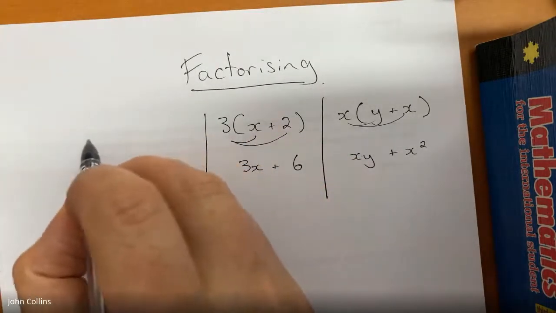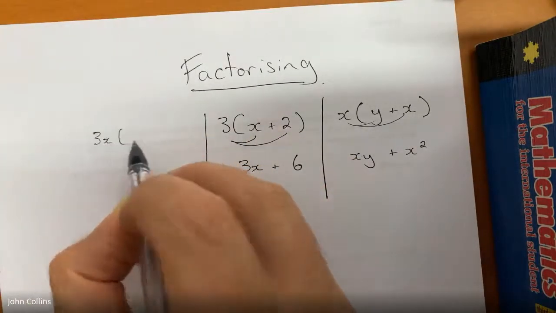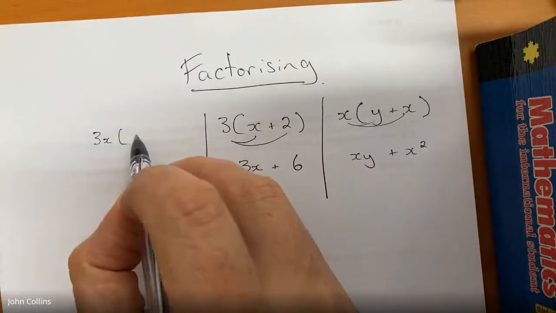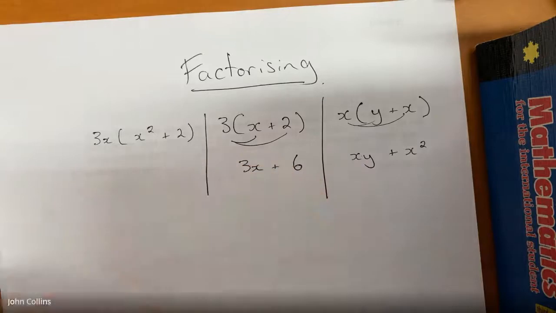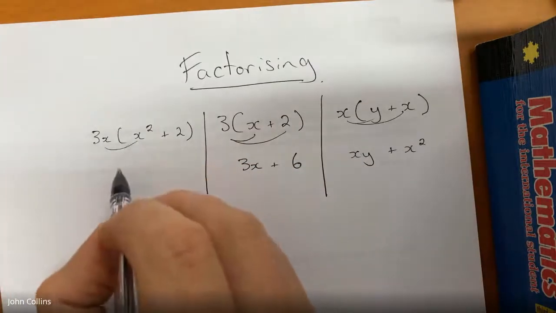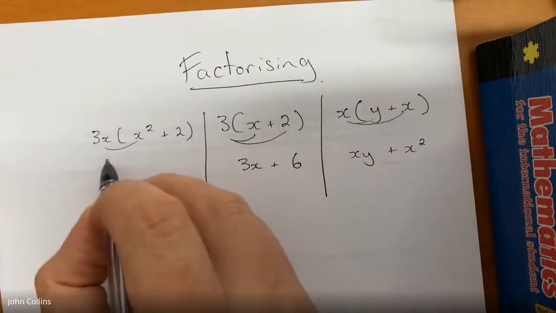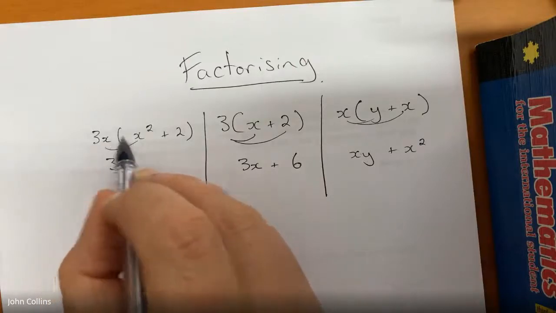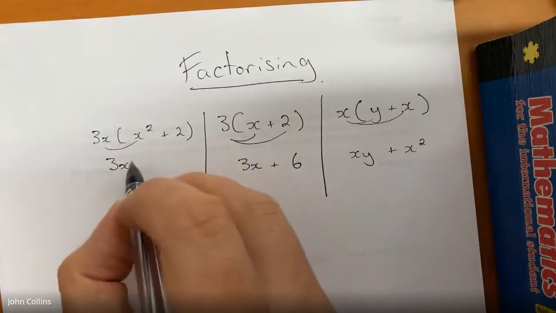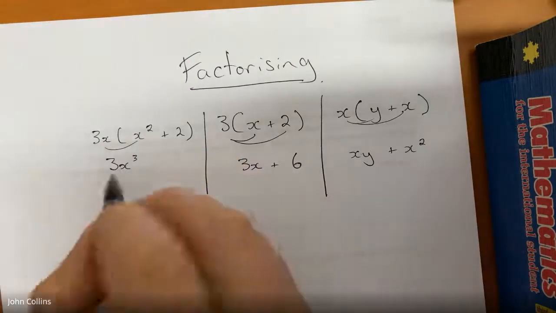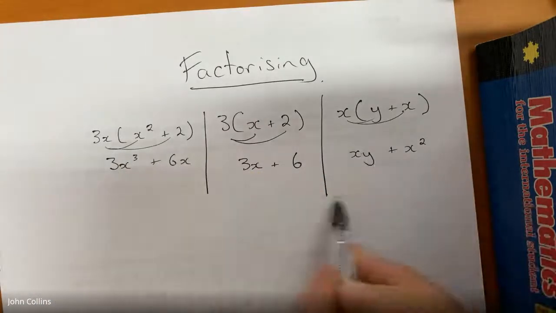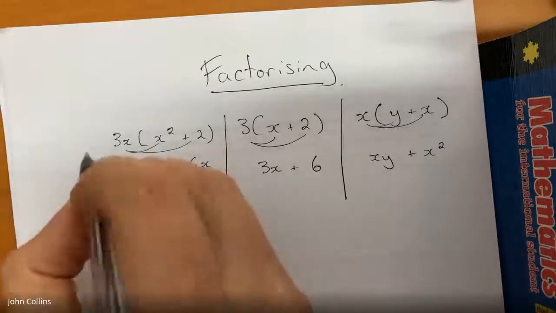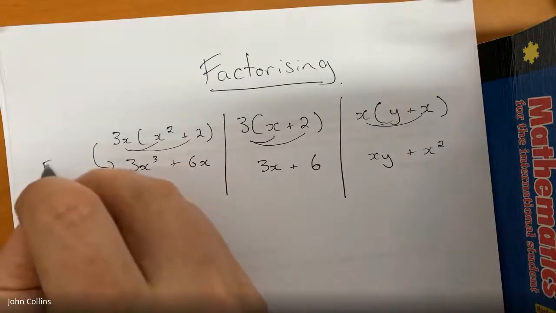If I have 3x outside the brackets and I want to multiply by (x squared plus 2), something like that. 3x times x squared, well, x times x squared is x cubed, so that's 3x cubed. And 3x times 2 is 6x. So all of these are expanding. From here to here are expanding.